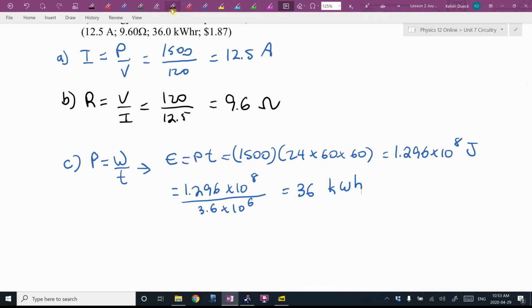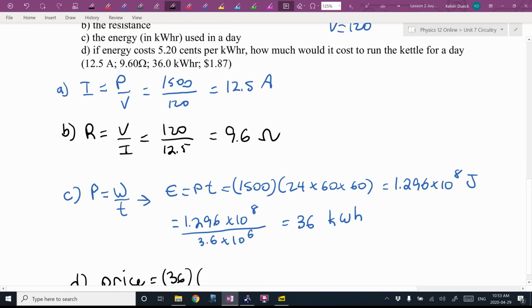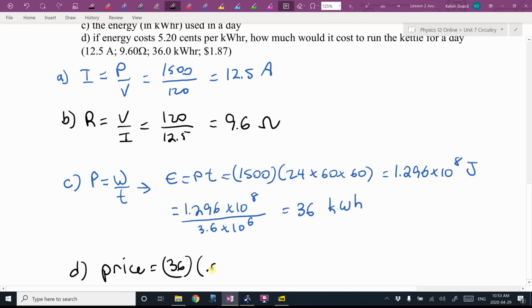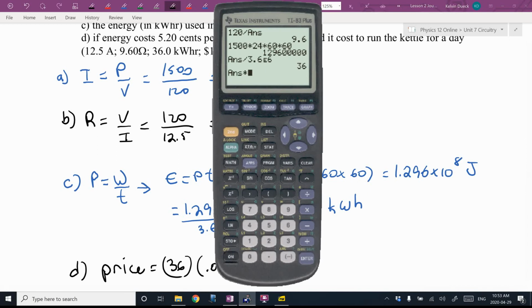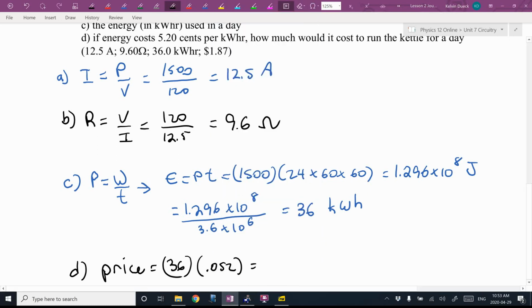How much money would that be? So price is going to be 36 kilowatt hours times, how much is it per kilowatt hour? 5.2 cents, so 0.052 times 0.052, and I get $1.87.